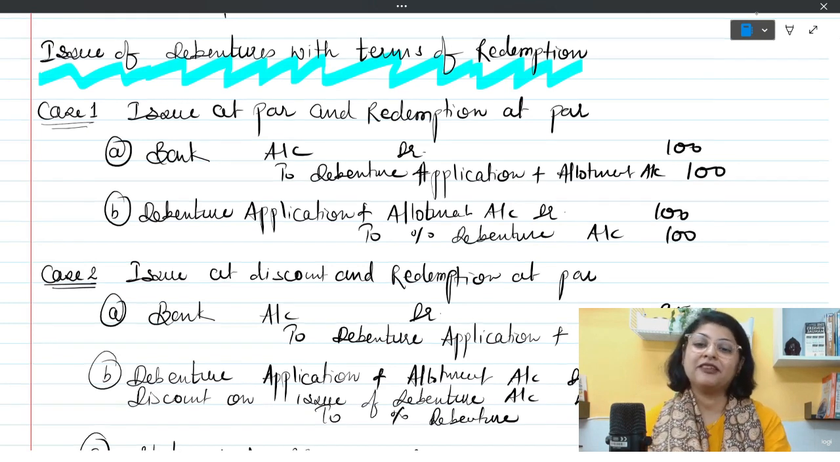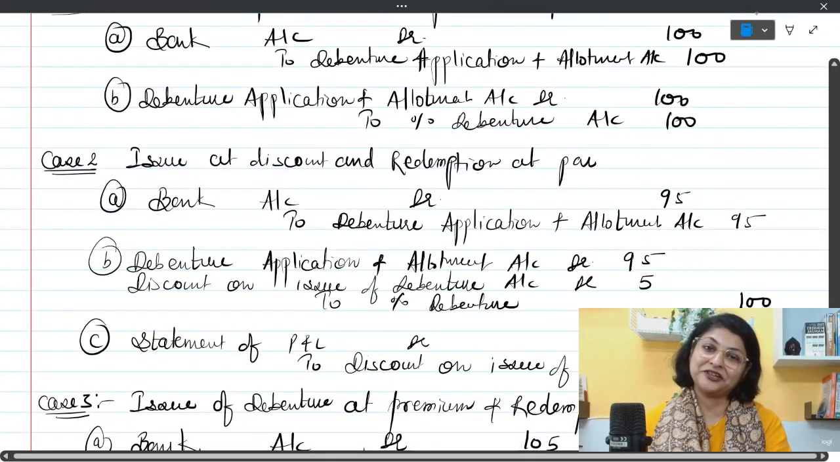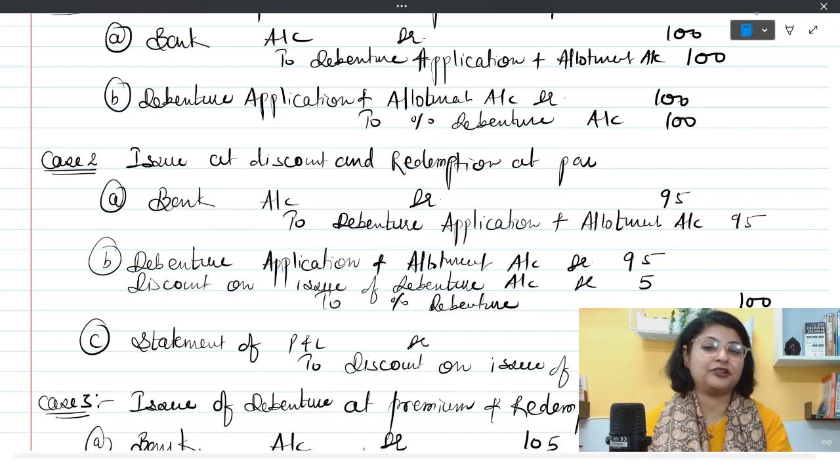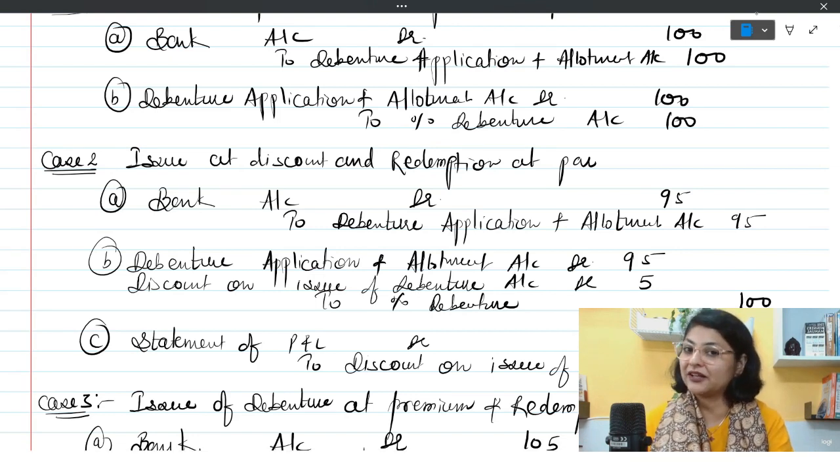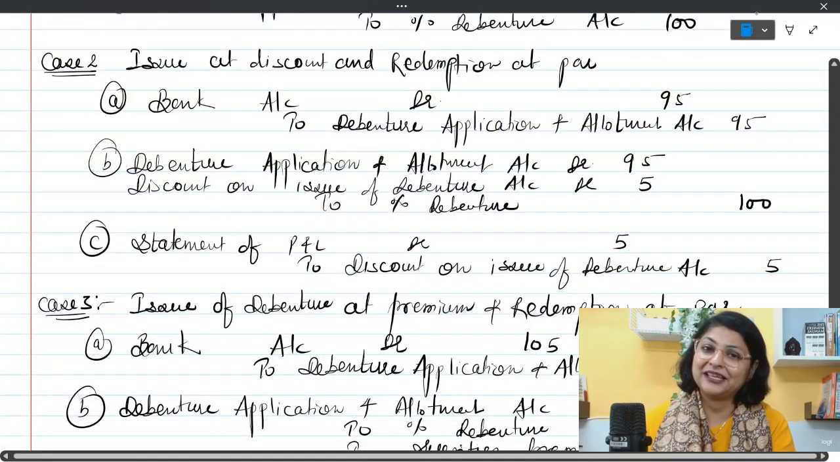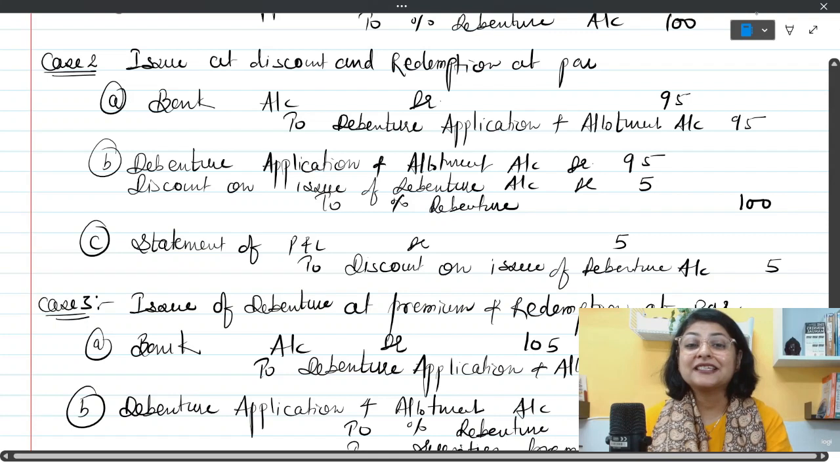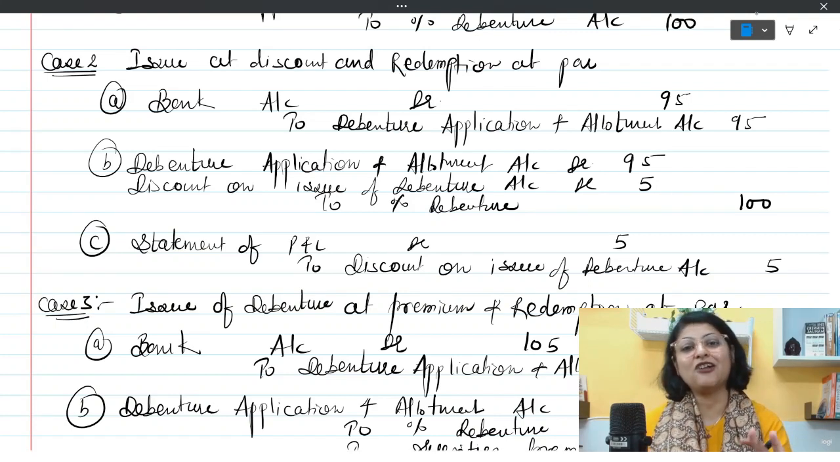Case 2, when the debentures are issued at discount and redeemable at par. This entry also does not have too much impact of redemption. This is a normal entry which we were passing at the time of discount: bank account debit to debenture application and allotment. And the second entry, debenture application and allotment account debit, discount on issue of debenture account debit to percentage debenture, then writing off of discount.